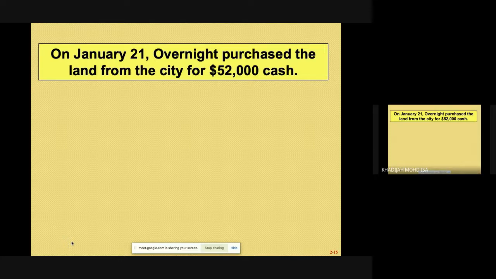In this case, you have to understand that Overnight is the company, and it purchases land. When you purchase land, it is an asset. So how do you pay for the land? You pay cash, 52,000. So you have an increase in asset in the form of land, but at the same time, you decrease your asset in the form of cash. So what happened?